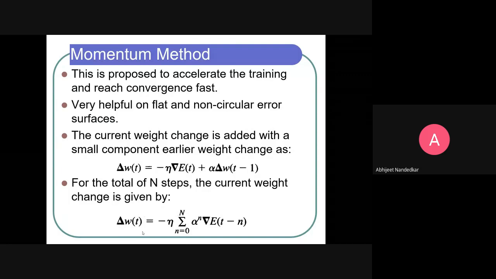There is something called the momentum method for when you are trapped in such flat error surfaces. We have a momentum method, which is a modified version of the earlier back propagation. It is proposed to accelerate training and reach convergence fast. So it is very helpful on flat and non-circular error surfaces. We will see the example.